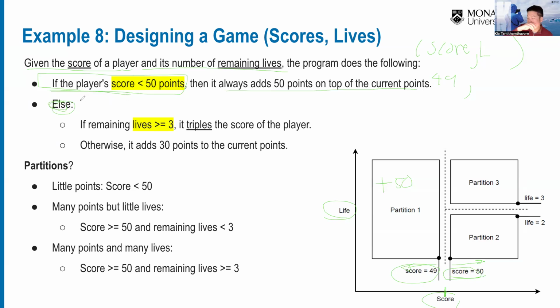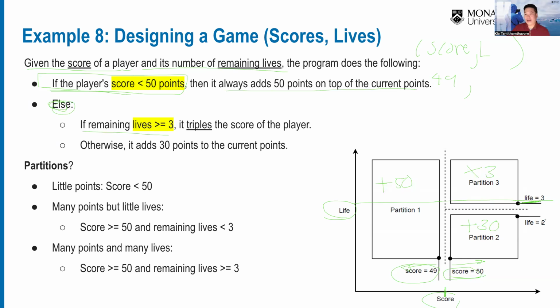If the score is greater than or equal to 50, then if the remaining lives is greater than 3, it triples the score, times 3. Otherwise, add 30 points. That means if my score is 51 and I have a life of, what is that equal to, I get 30 points in addition to the existing one.